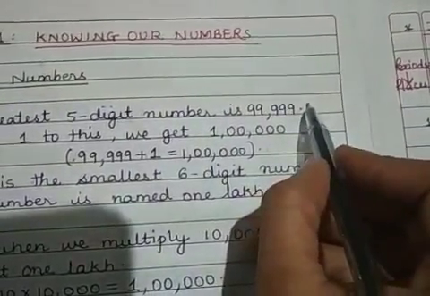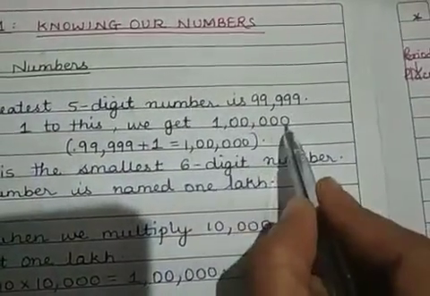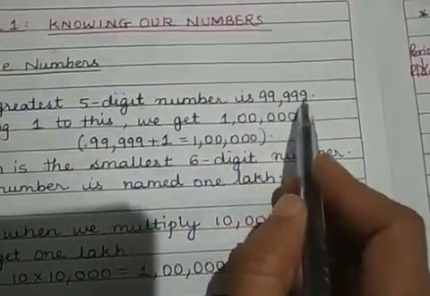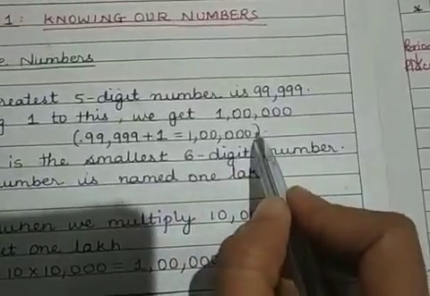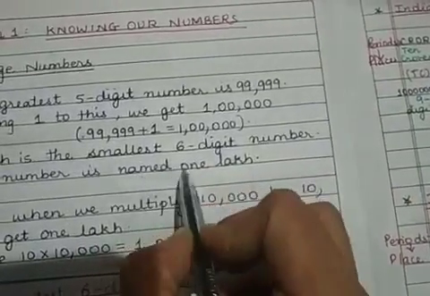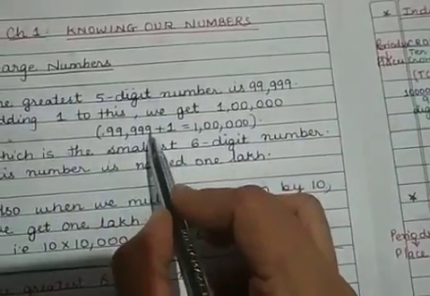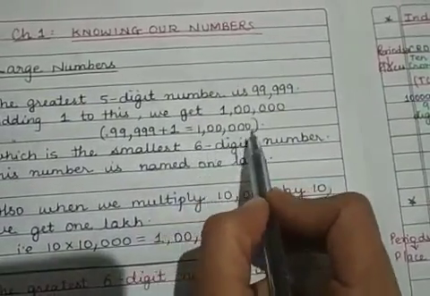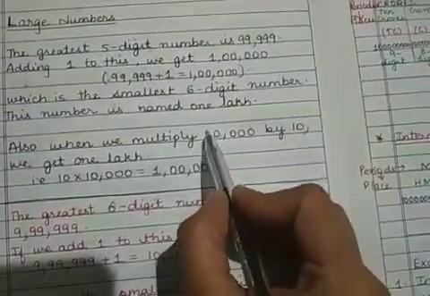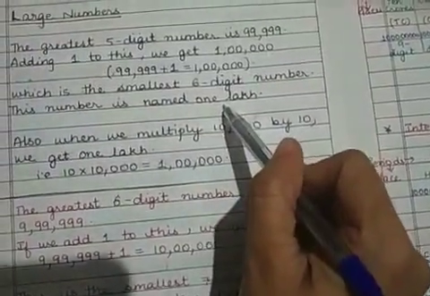Suppose I add 1 to this greatest 5 digit number, then what do I get? I get this number, which is a 6 digit number. So when I add 1 to the greatest 5 digit number, I get a 6 digit number, and this is the smallest 6 digit number. This number is named as 1 lakh. Also you can see when we multiply 10,000 by 10, we get a 6 digit number, which is 1 lakh.